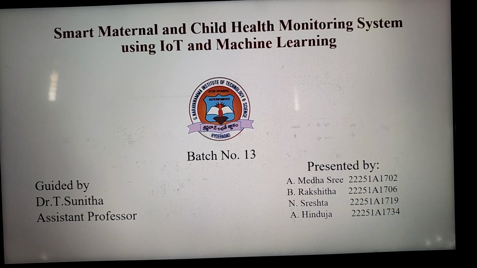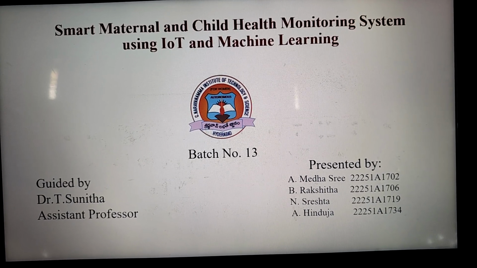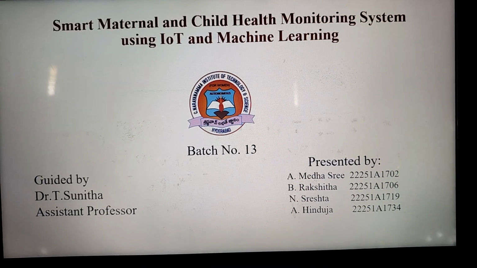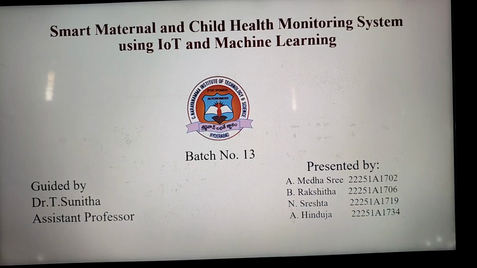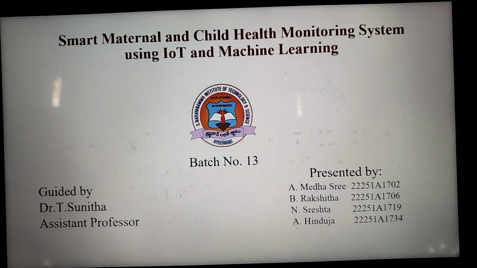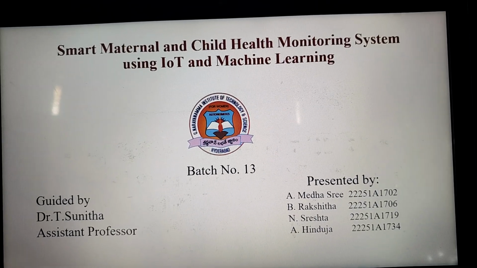Hello everyone. Today I'm going to explain a project on a smart maternal and child health monitoring system using IoT and machine learning. The batch number is 13. It is presented by me, Sreshta, and my teammates are Nida, Raksha, and Hinduja, guided by Dr.